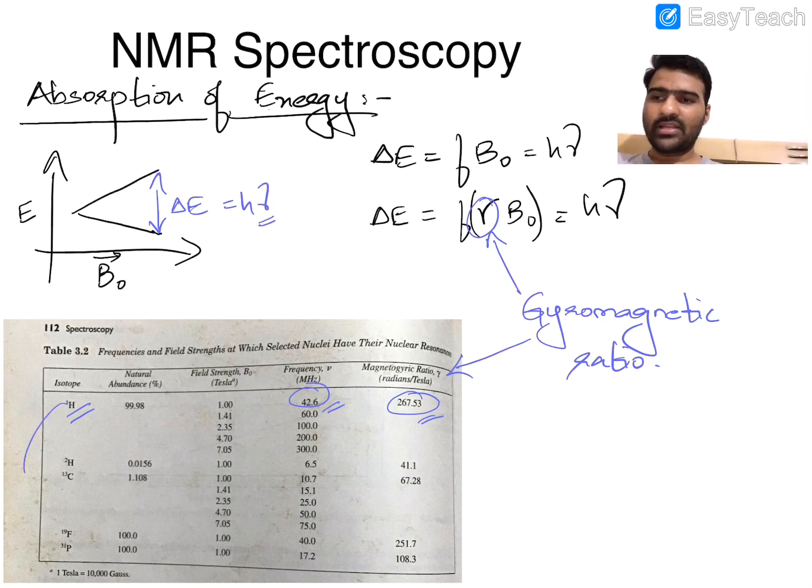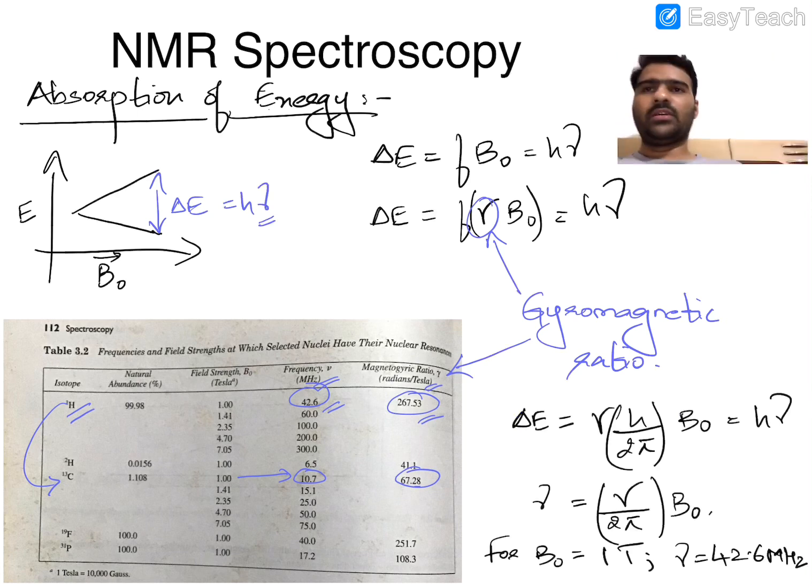Compare that to the next heavily probed nucleus in organic chemistry, the C13 nucleus. In the C13 nucleus, the gyromagnetic ratio is just a fraction of that of the proton. It's about 67.28 in units of radians per Tesla, and about 10.7 if you look at it in the frequency units of megahertz.